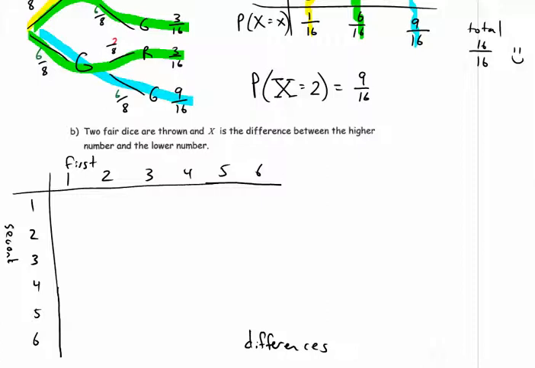So the difference between 1 and 1 is 0. The difference between 2 and 1 is 1. What's the difference between the two numbers? The difference between 2 and 1 is 1. The difference between 2 and 2 is 0. Okay, so in each of those entries in the table, we'll put the difference between the two dice.